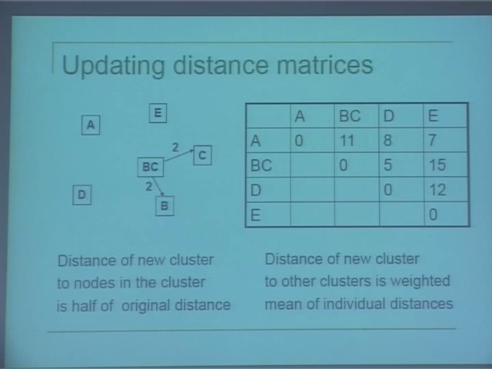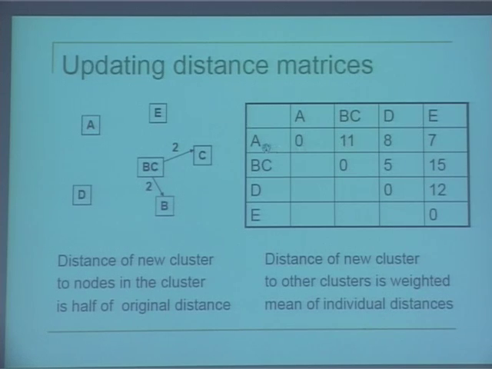At each iteration, our matrix decreases its size by 1. If it was initially a 5 by 5 matrix, now it's a 4 by 4 matrix because we chose to combine B and C. We remove B and C from the matrix and insert the group BC. Now, after inserting this group BC, how are we going to update the values in this matrix?